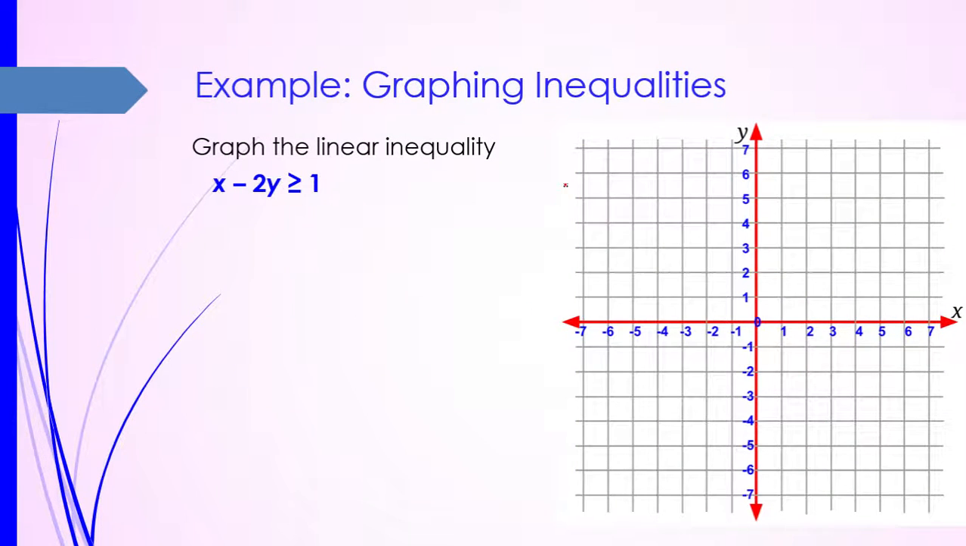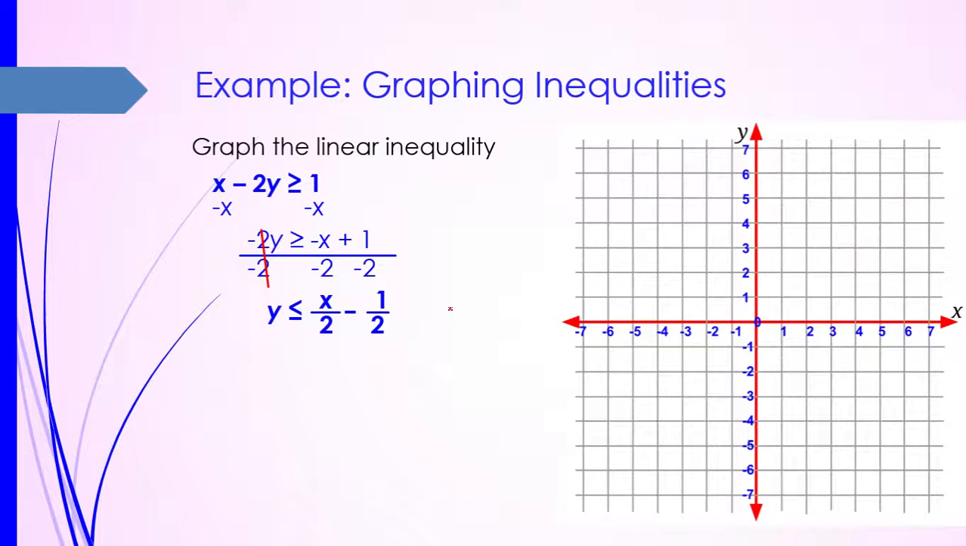Alright, here's another example. Graph the inequality x minus 2y is greater than or equal to 1. So again, it is not in slope-intercept form yet, so we need to put it into slope-intercept form by using opposite operation. We have negative 2y is greater than or equal to negative x plus 1. Now we have to divide everything by negative 2. And remember, because we divided by a negative number, we need to switch the inequality sign. So we have y is less than or equal to x over 2 minus 1 over 2.